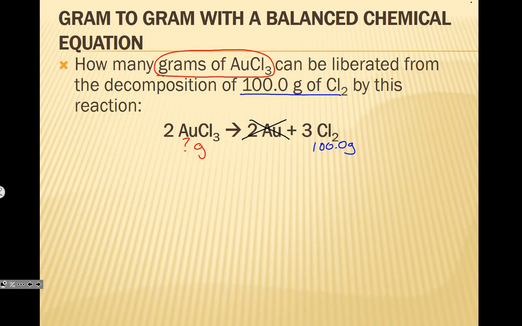Now if we're using this equation for several different problems, then I would probably rewrite it each time because it helps me to keep things straight. Okay? What do we need to do? We need to find out the masses now of gold chloride and chlorine, and then we need to go through and do the factor labels. So let's see if we can get this set up. So add up the masses first. You can do that.